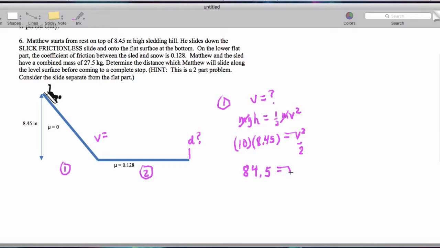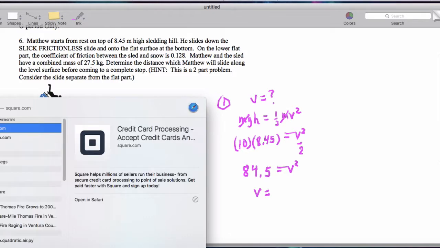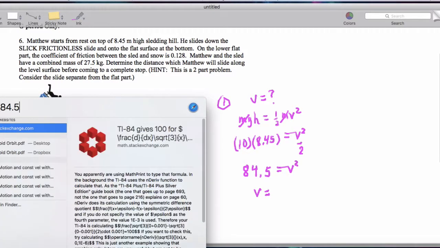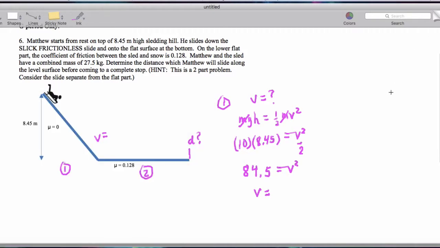84.5 equals v squared. And our v is going to work out to, gosh, I can hardly wait to figure out what the square root of 84.5 is. 9.2. I'm going to round. Try and stop me. You can't because you're just watching this video. All right, 9.2 meters per second.